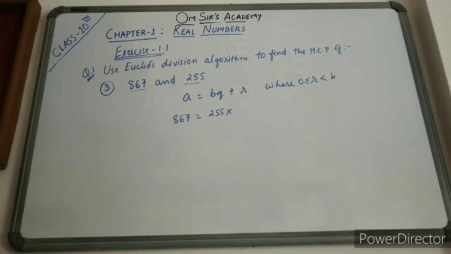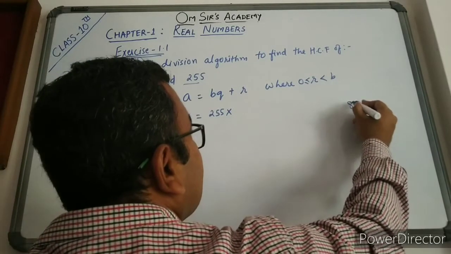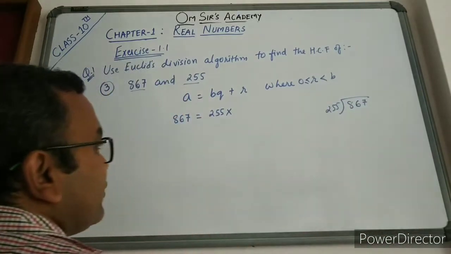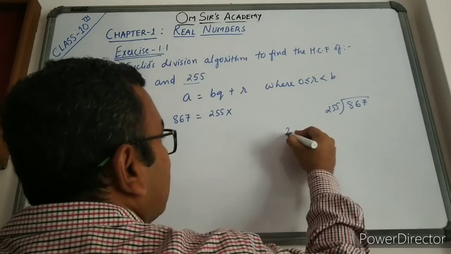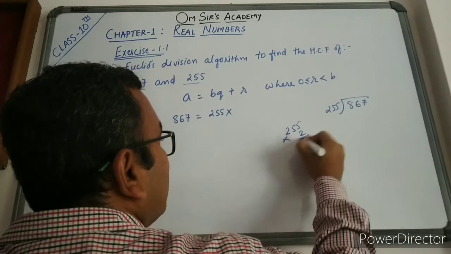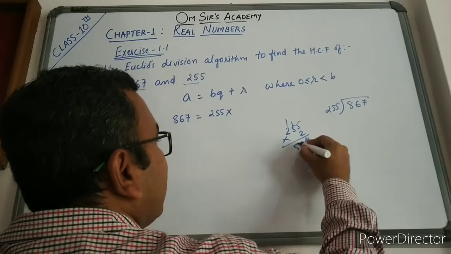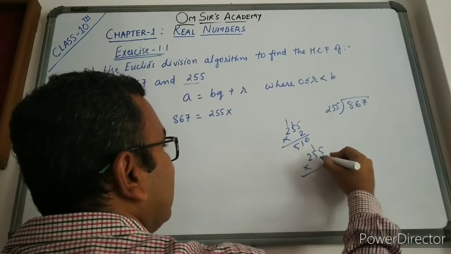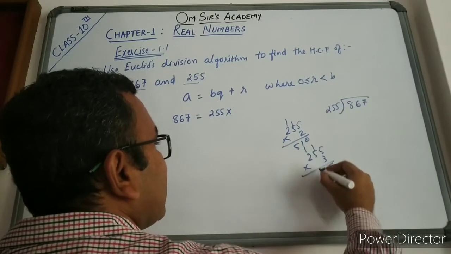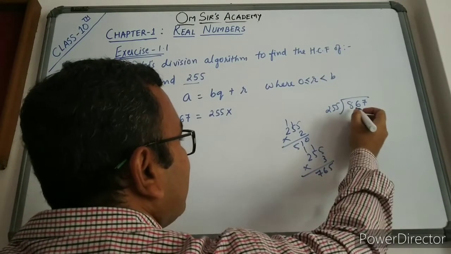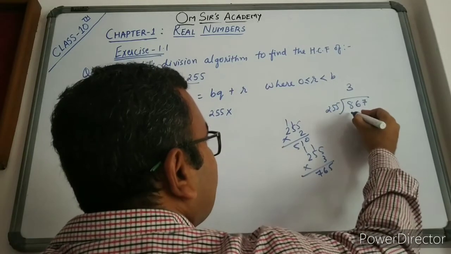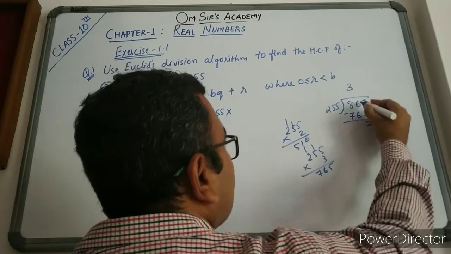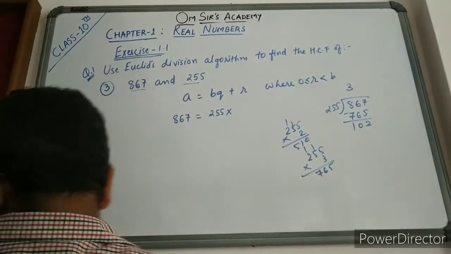255 into what will it be? So let us do this. 867 divided by 255. 255 ones are 255. 255 twos are 510, which is lesser. 255 threes are 765, which is closer to this. So 255 into 3 is 765. The remainder left is 7 minus 5 is 2, 6 minus 6 is 0, and 8 minus 7 is 1.